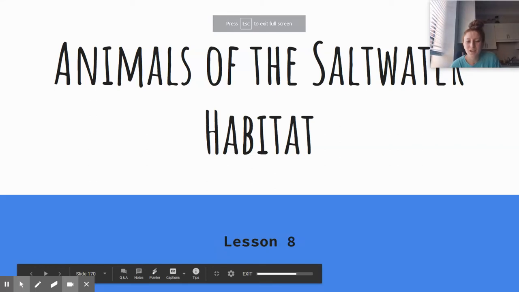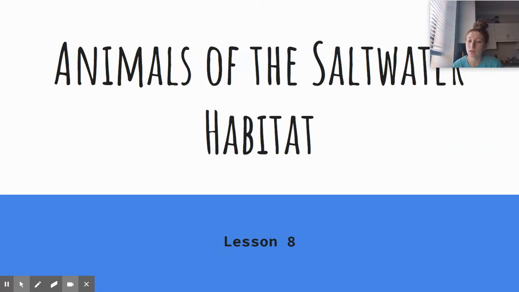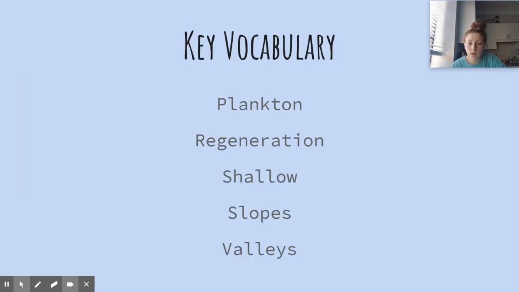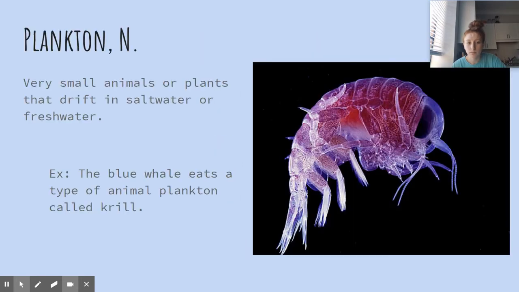Hey friends, today we are reading about the animals of the saltwater habitat. Our learning targets are to distinguish between freshwater and saltwater, identify characteristics of the saltwater habitat, demonstrate an understanding of the word shallow, and then write and draw about characteristics of the saltwater habitat. Our key vocabulary are plankton, regeneration, shallow, slopes, and valleys.